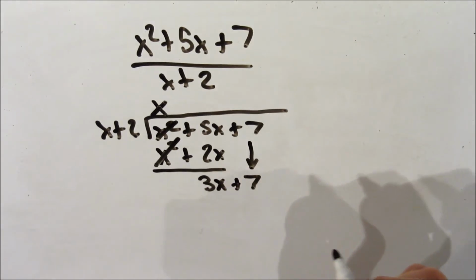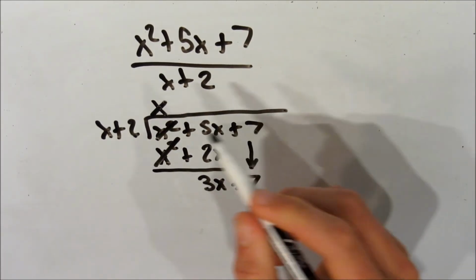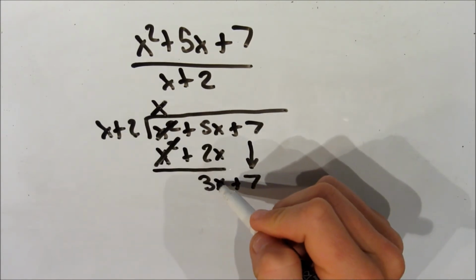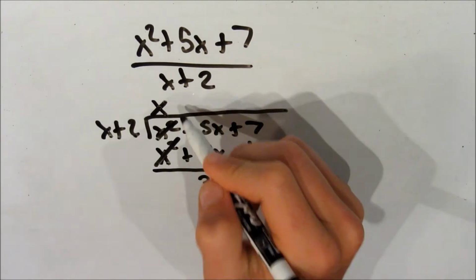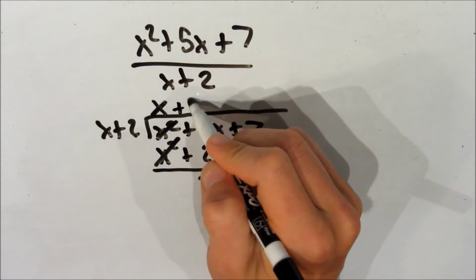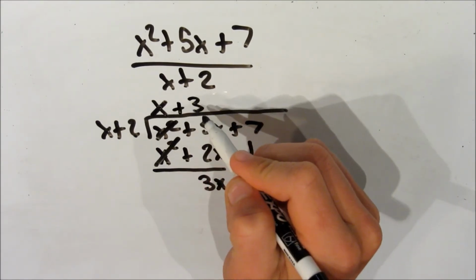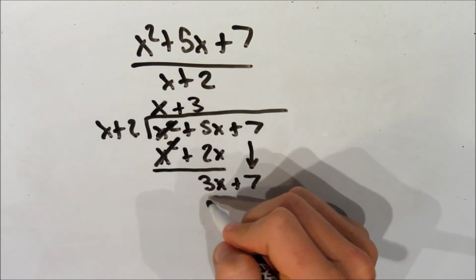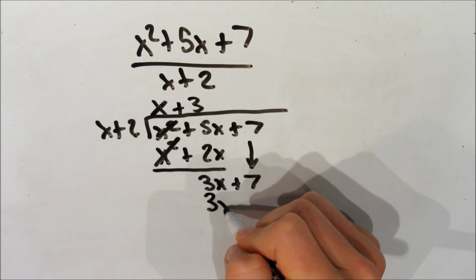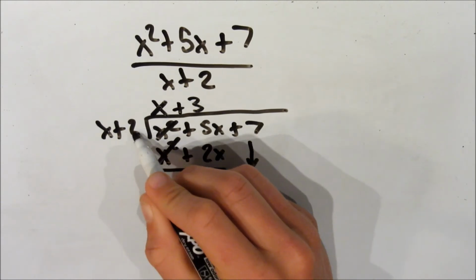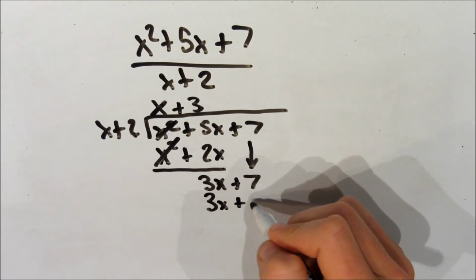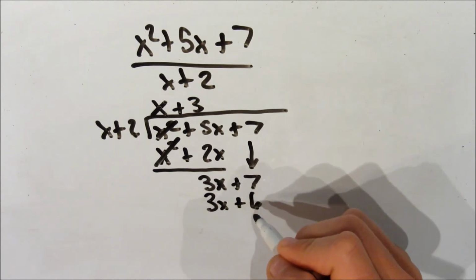Now, you take that biggest exponent variable in the divisor, and you see what you'd have to multiply that by to get the largest degree variable in the polynomial that you have below. So in this case, it would be 3. X times 3 is 3x. And now you multiply the whole divisor by that again. So x times 3 is 3x. 2 times 3 is 6. Addition sign with the 6. And you subtract once again.